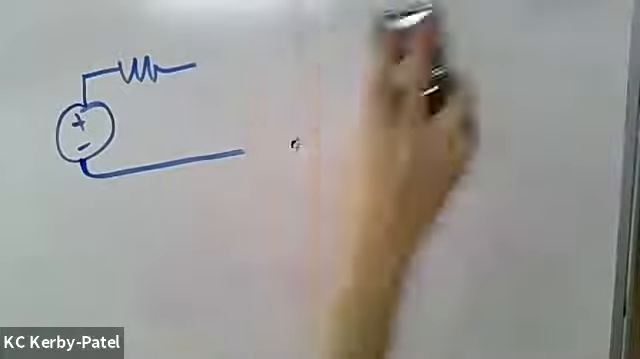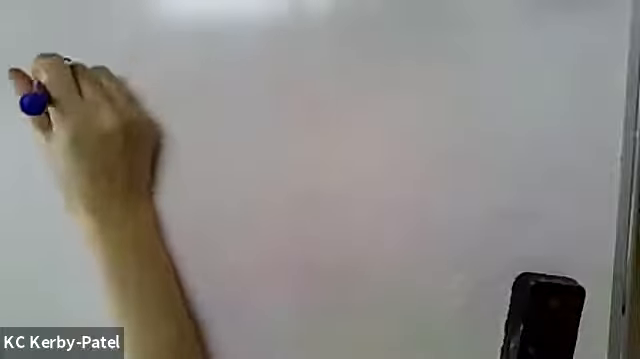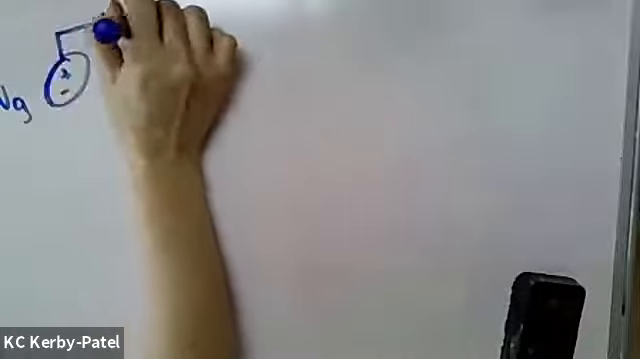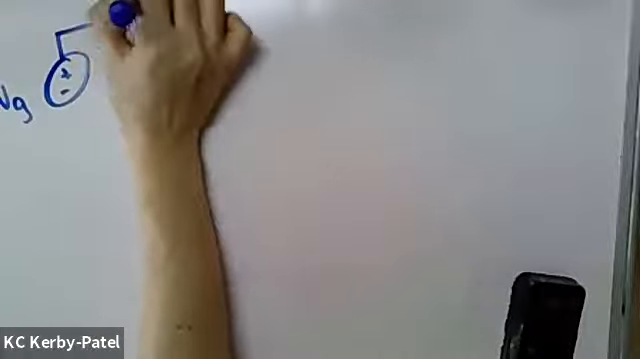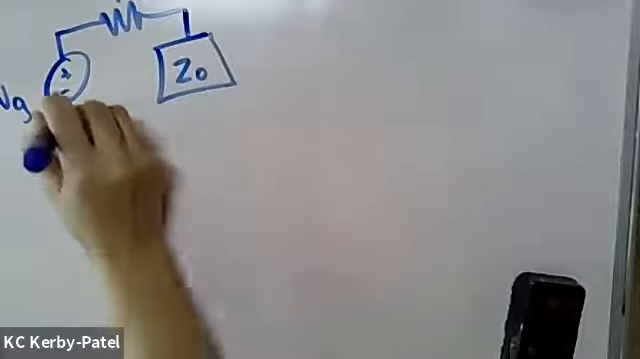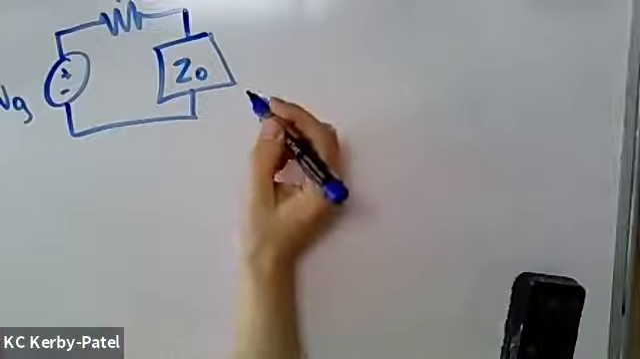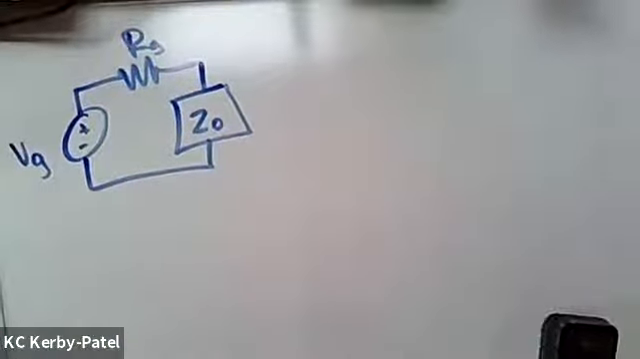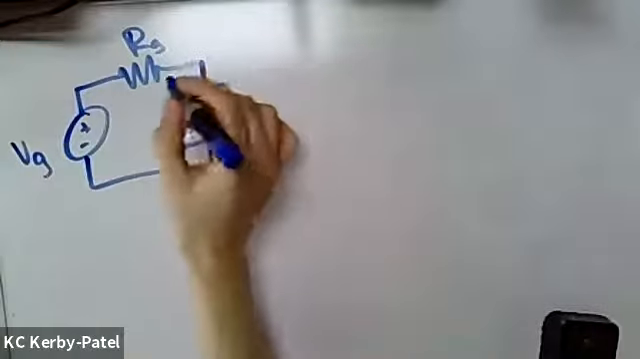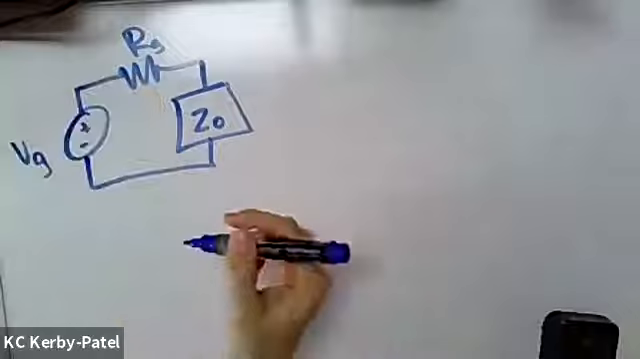All right, so we want to figure out what's the deal with this reflection. At first, our circuit looks like this from the point of view of the source. We've got our generator and its generator impedance, and then the load just looks like the transmission line characteristic impedance. So this is a simple voltage divider.